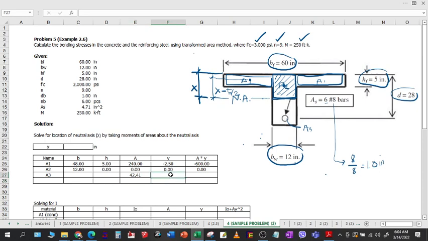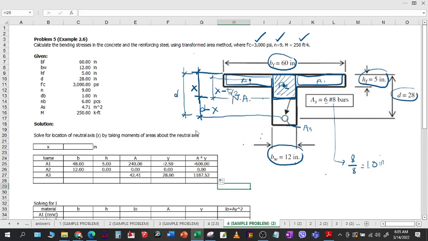For the y, this is your y. And that will be D, since this is your D, or effective depth, that will be D minus X. Or since we are given D here, that will be 28 minus X. So let me refer to this. D minus X. And then drag this formula down so you can account for the AY.